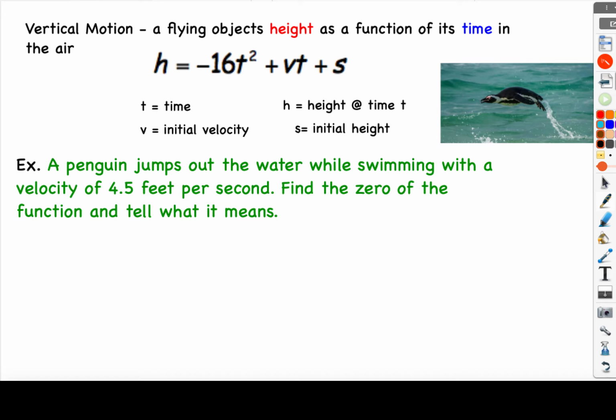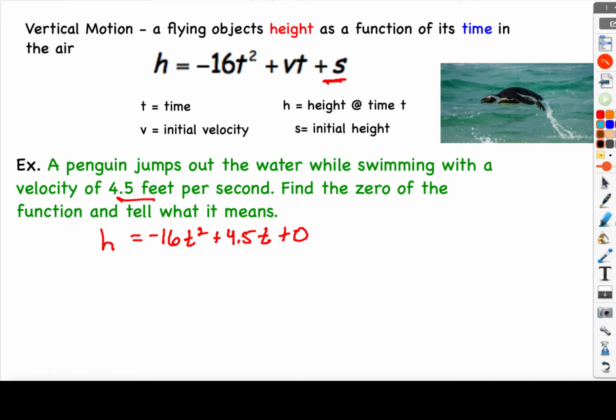Now, we can use this for some application problems. This is what's called a vertical motion model. And you can pause the video, read through the problem, but I'm going to keep moving forward. What a vertical motion model says is that the height of a penguin at any given time would be equal to -16, which is essentially gravity pulling down on that penguin, plus its initial velocity as it left the water. For us, this is 4.5 feet per second, and plus its initial height. Well, if it's leaving the water, its initial height would have been 0.